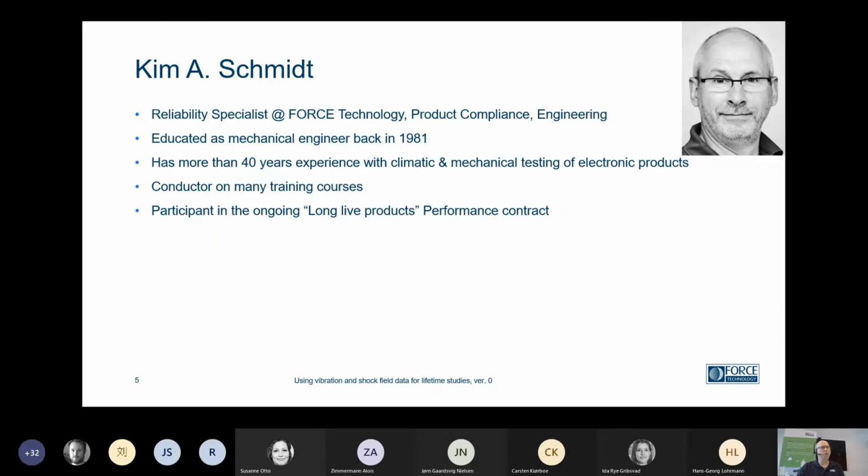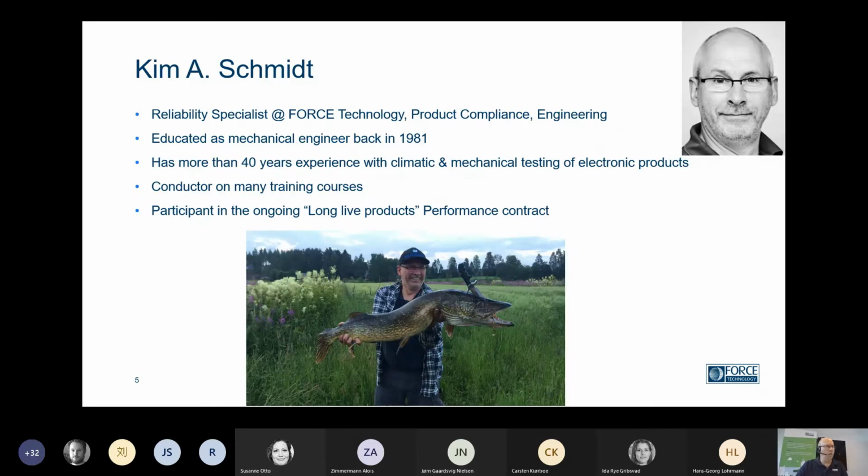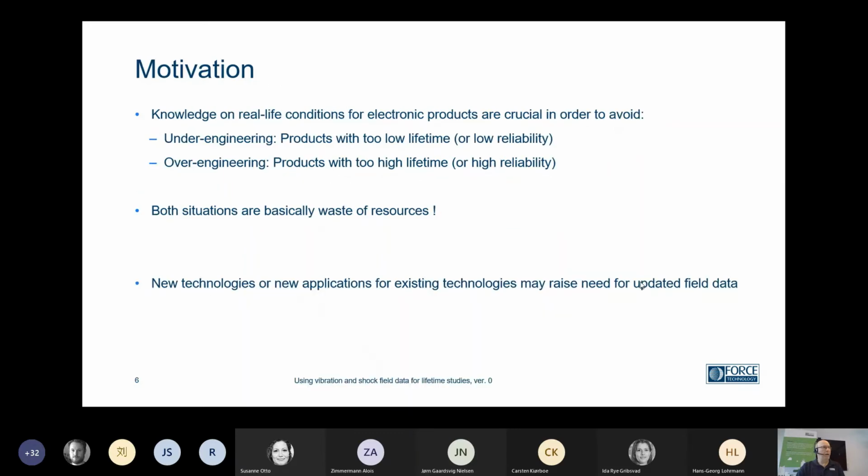So the focus here today will be from a test man's point of view, and it will be on electronic products. I have conducted quite many training courses, and I am also lucky to be a part of this long-lived products performance contract. And actually, I do have a life outside Force, so this is one of the interests. And there's no Photoshop in this picture; it's for real. I guess everyone says that.